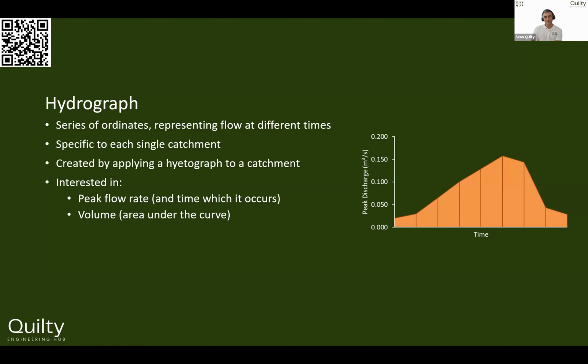So once we plot this, this is what we call a hydrograph. So it's basically looking at the outlet of your catchment, so all the water that's running off of your catchment, and how that discharge rate changes over time.